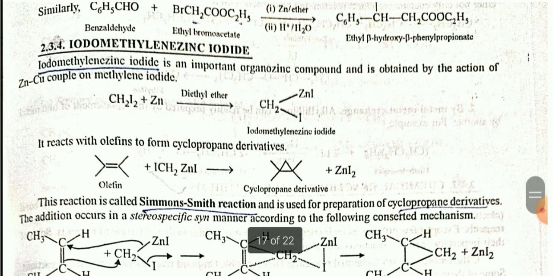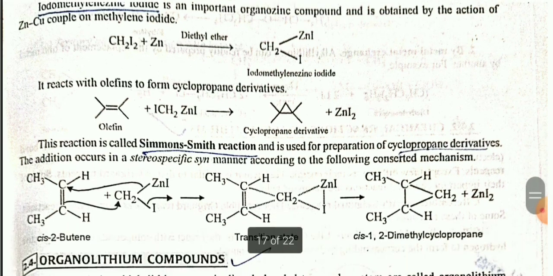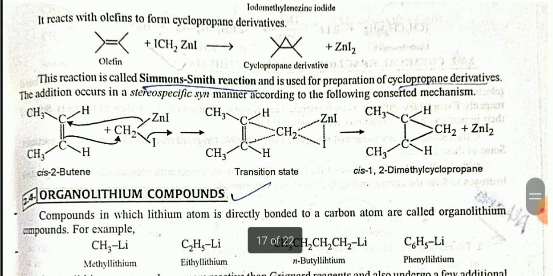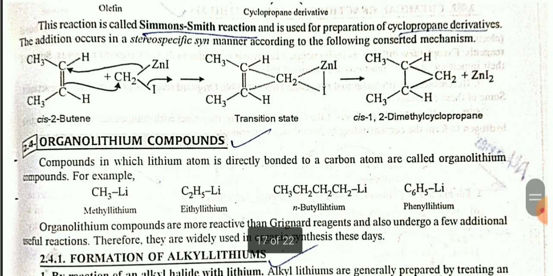Heading 2.3.4 Iodomethylzinc iodide. Iodomethylzinc iodide is an important organometallic compound and is obtained by the action of zinc-copper couple on methylene iodide. It reacts with olefins to form cyclopropane derivatives. This reaction is called the Simmons-Smith reaction and is used for preparation of cyclopropane derivatives. The addition occurs in a stereospecific syn manner according to the following concerted mechanism.